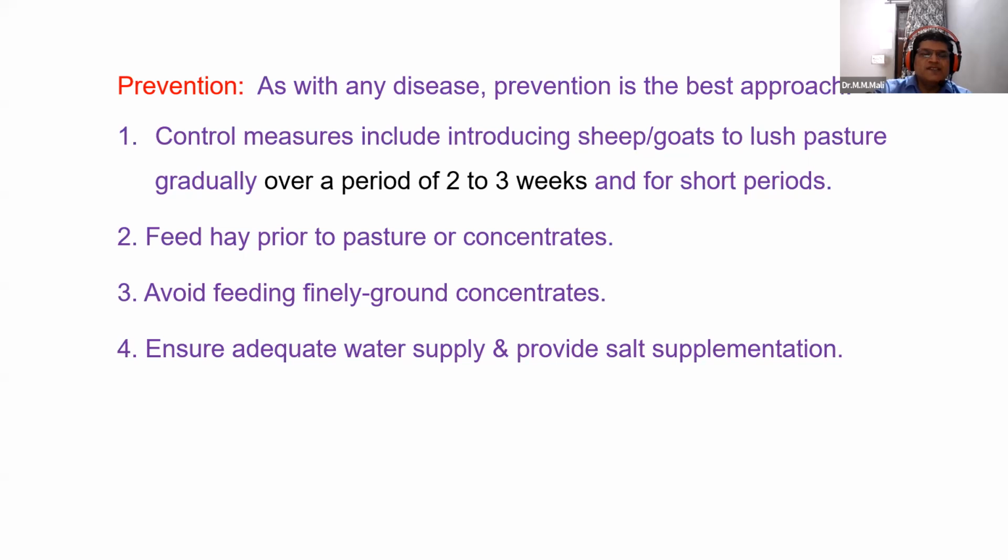So coming to the prevention of bloat, as with any disease, prevention is the best approach. The control measures should include avoiding the diet that causes the occurrence of gas or froth. The change of diet should be gradual over a period of 2 to 3 weeks, and the animal should be offered grazing for a short period only. The feeding of hay prior to pasture or concentrate is always indicated.